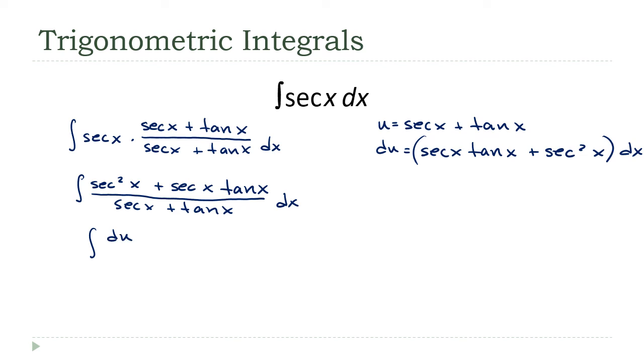This is the integral of du over u, and we know what that is. That's the log of the absolute value of u plus a constant, and now we can drop u back in there. Log absolute value secant x plus tangent x plus a constant. There's our integral of the secant function.